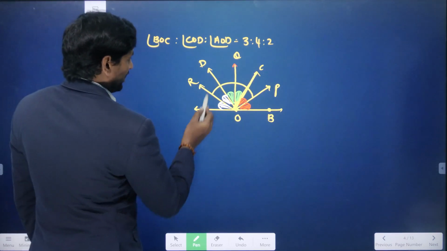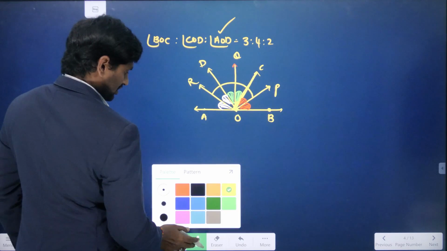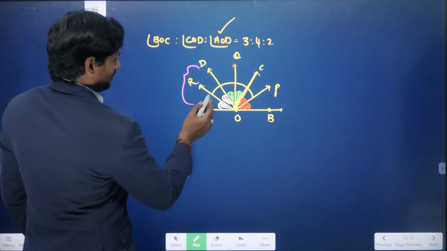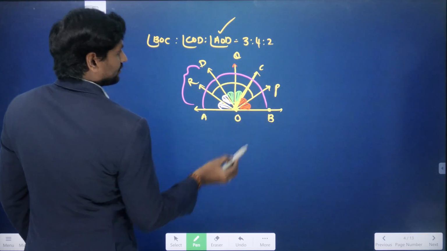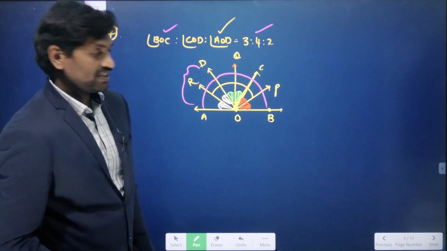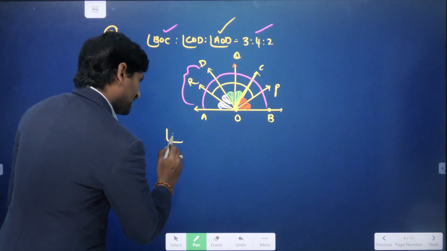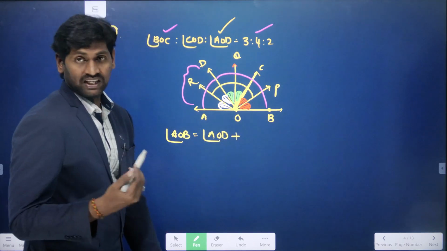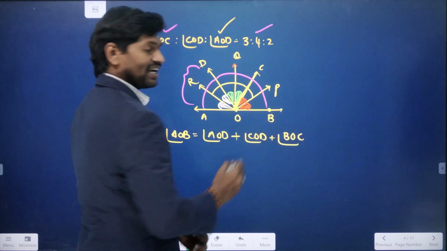AOB is nothing but the combination of AOD, COD and BOC. See here from the figure, AOB is a combination of angle AOD, COD and BOC. Why am I taking it like this? Because I would like to use the given information. From the figure we can observe that AOB is a straight line. So I can write AOB as angle AOD plus angle COD plus angle BOC.